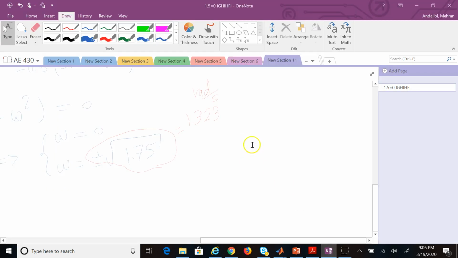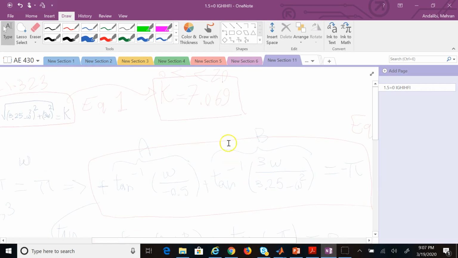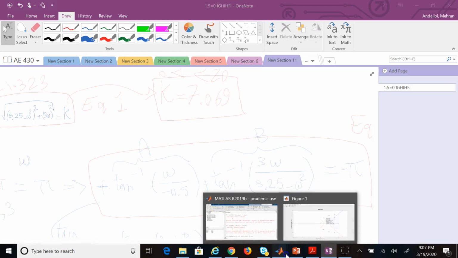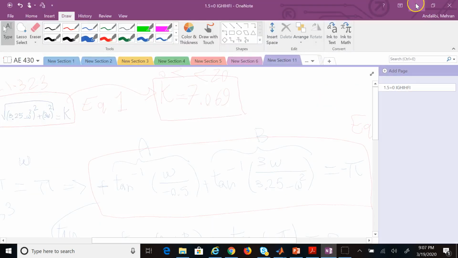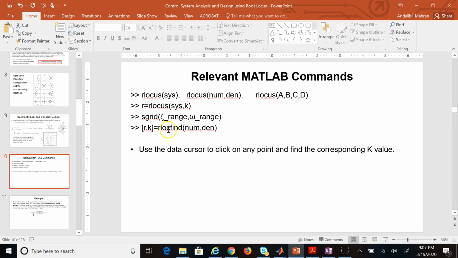And if you remember, what number did we find? It was 7 something, right? 7.069. And that is right. So clearly you can see that it's almost there. That's how you do it in MATLAB, by just clicking. For the sake of a quiz, homework, or exam, an approximate answer is good enough as long as it's close enough. I'm okay with that.